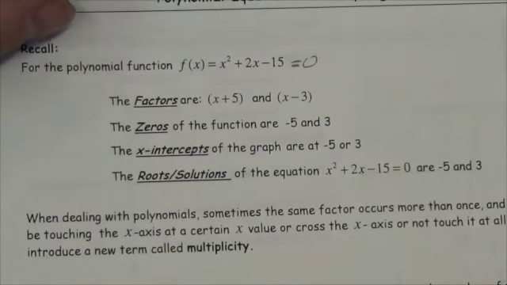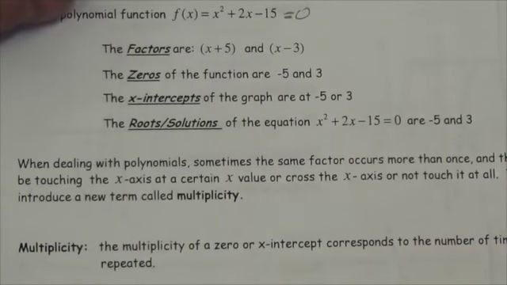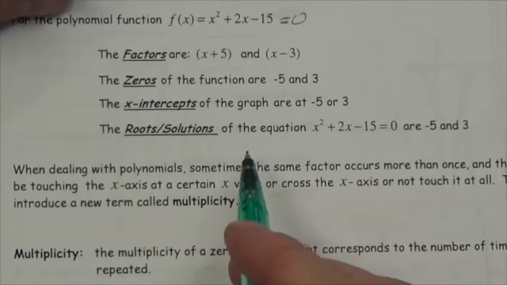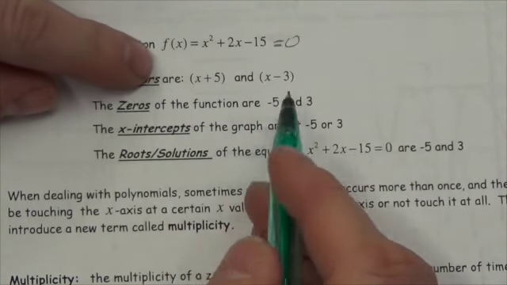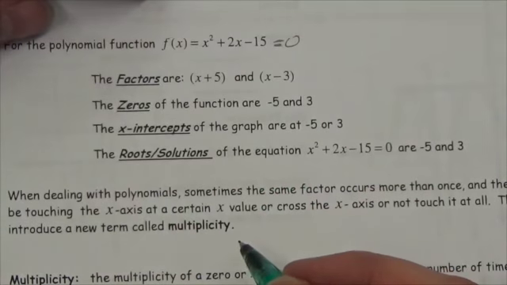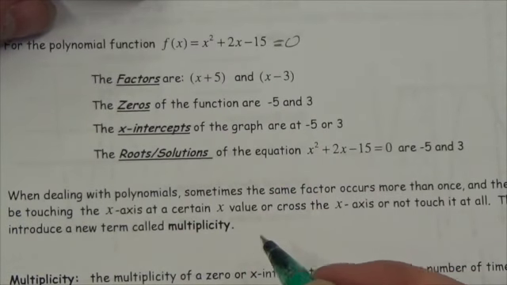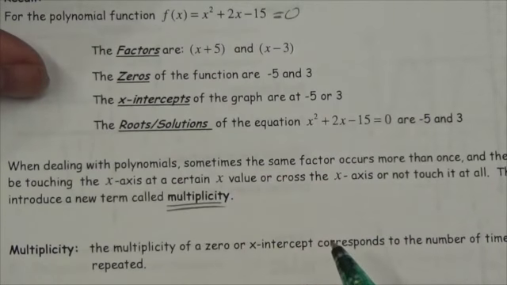Now, we're going to take this one step further, because sometimes when you're building a polynomial, factors, for example, in this case maybe the x plus 5 or the x minus 3, show up more than once in the factored expression of that function. The number of times it shows up is called its multiplicity.